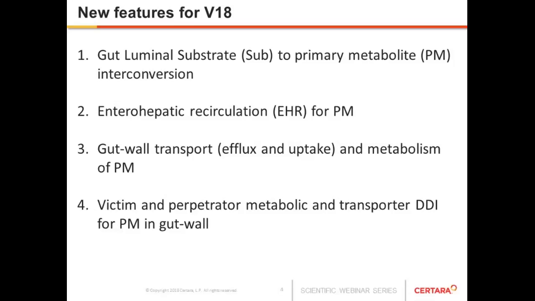And with that, you would be able to use the gut wall transporter as well as the metabolism within the gut wall for primary metabolite. And you can use the victim or perpetrator DDI for the metabolism as well as transport for the primary metabolite in the gut wall. So there are a lot more enhancements available to the primary metabolite as part of this project.